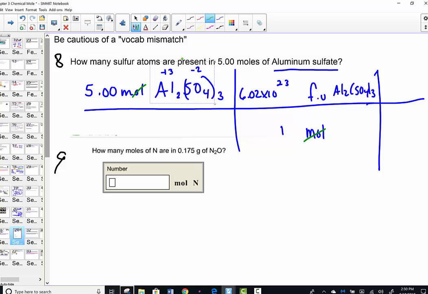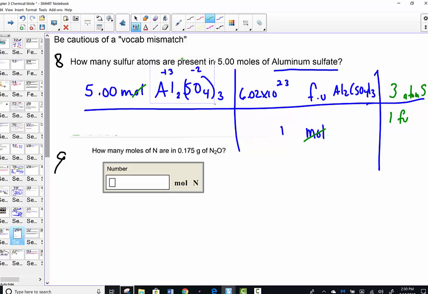But what does the question ask me? It asks me to go a little bit deeper, doesn't it? I'm not asking about compounds, I'm asking about individual sulfur atoms. In every 1 formula unit, how many atoms of sulfur do you see? I see 3 as well. The parenthesis taken 3 times, that 3 is talking to the sulfur. There's 3 sulfur atoms in every one of those compound formulas.